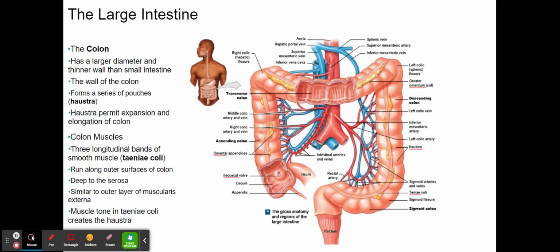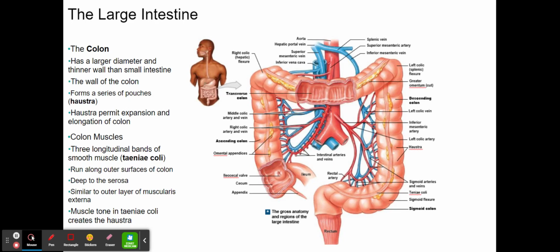The colon has a larger diameter and a thinner wall than the small intestine. Distinctive features of the colon include the following. The walls of the colon form a series of pouches, or haustra. The creases between the haustra affect the mucosal lining as well, producing a series of intestinal folds. Haustra permit the colon to expand and elongate.